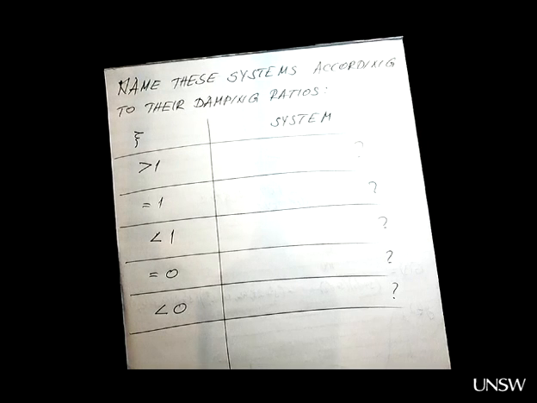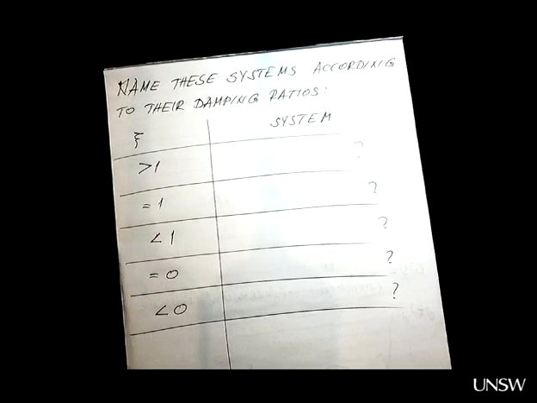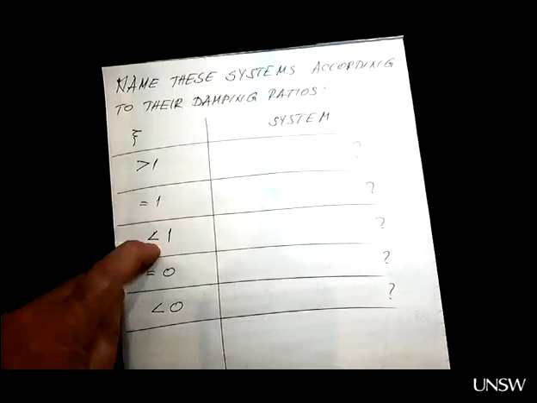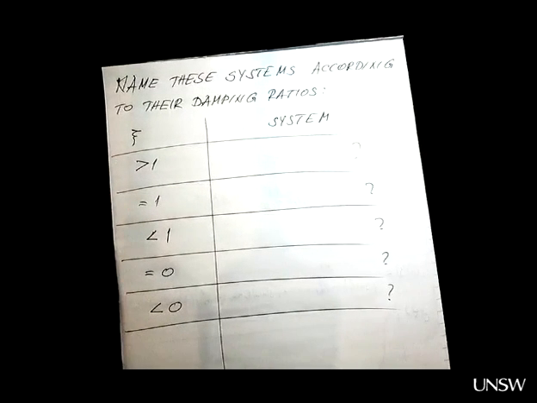Okay, guys, I need 5 very short answers from you. So we need to name these systems, 1, 2, 3, 4, 5. So what do we call systems that have the damping ratio greater than 1, equal to 1, less than 1, equal to 0, less than 0?